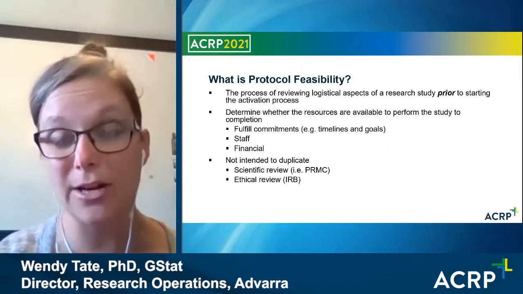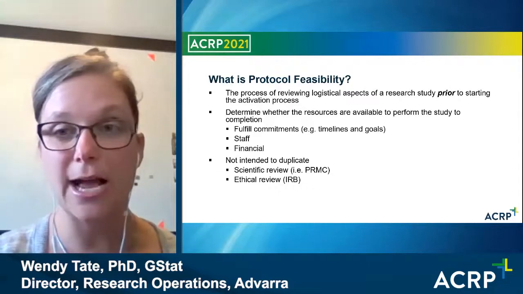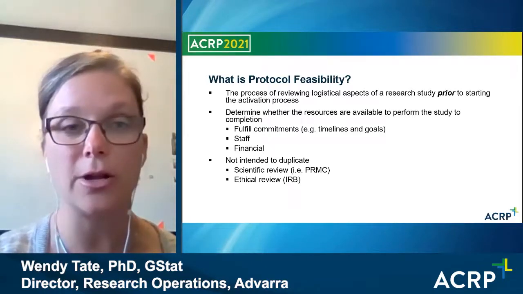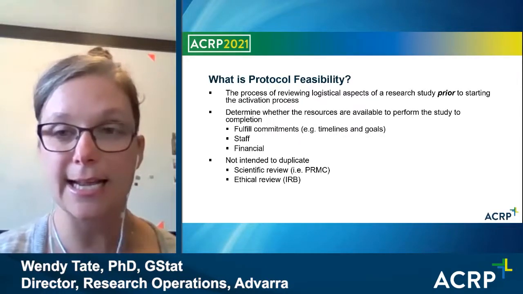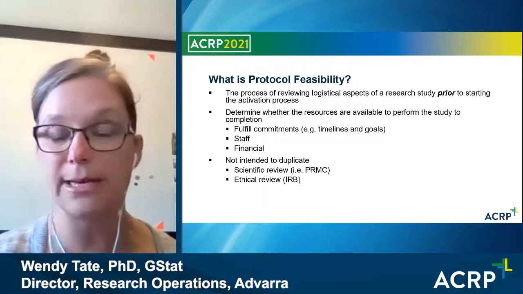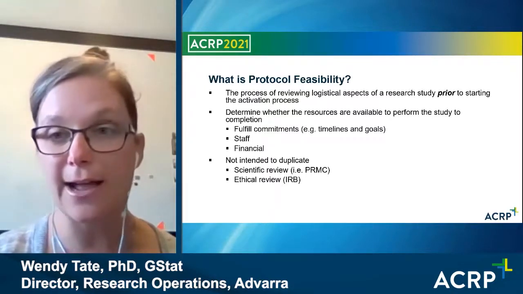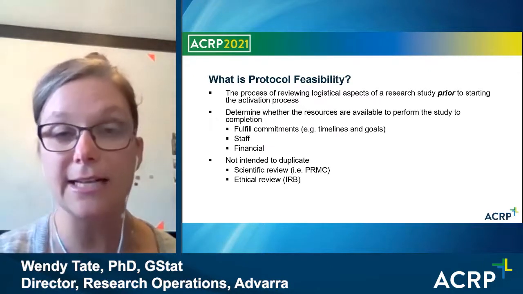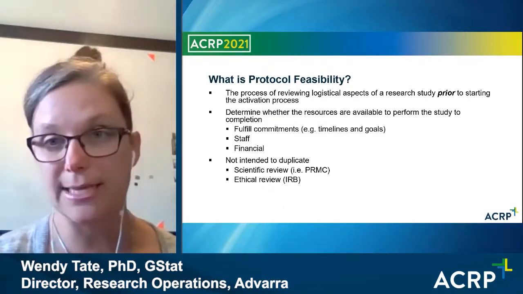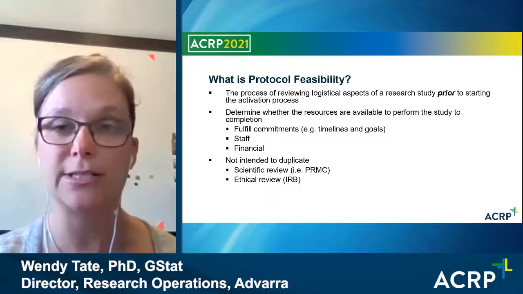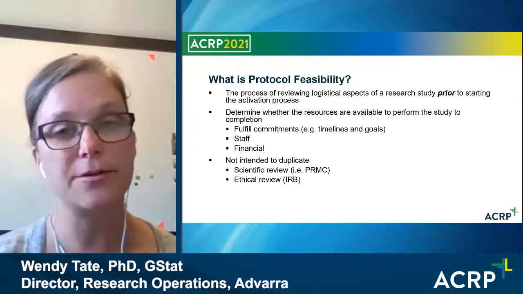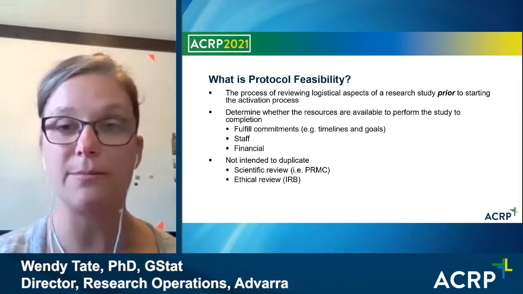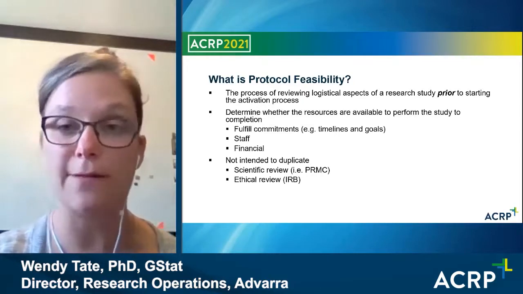Now, I want to be very clear that this is not intended to duplicate other processes. There are many organizations that have scientific review processes that are very formal. If you are in the NCI designated cancer world, you will have a protocol review and monitoring committee, a PRMC. Many organizations already have research team and departmental setups to ensure that the scientific validity of a study is there. That is not what we're talking about today as part of protocol feasibility. We're going to leave that aspect to a different conversation. And this also isn't supposed to replace IRB or ethical review. That's another process that's very important to keep separate from logistics, because that's really dealing with the rights, safety, and welfare of the participants.